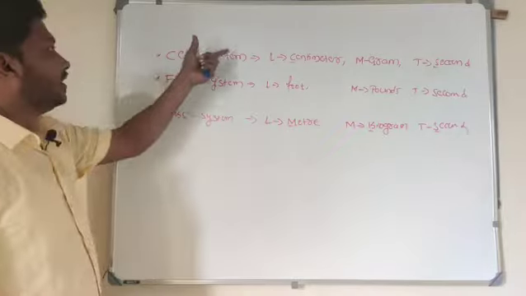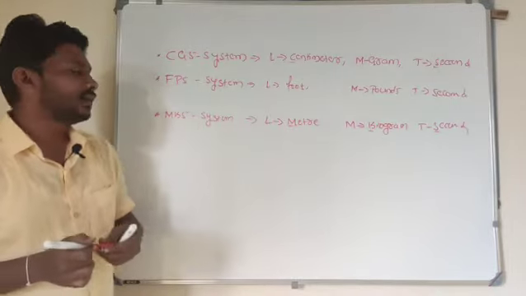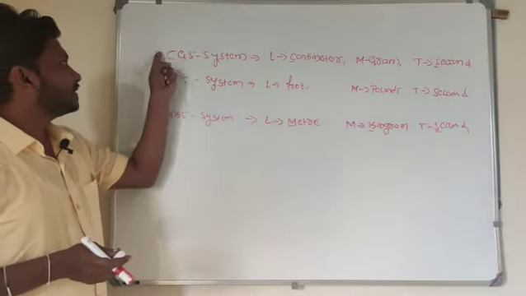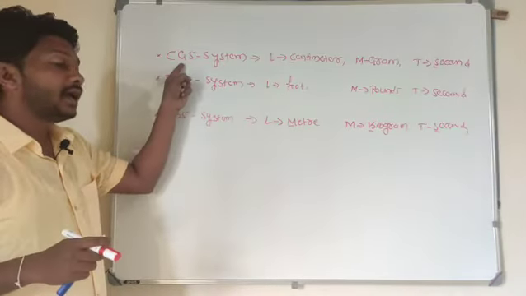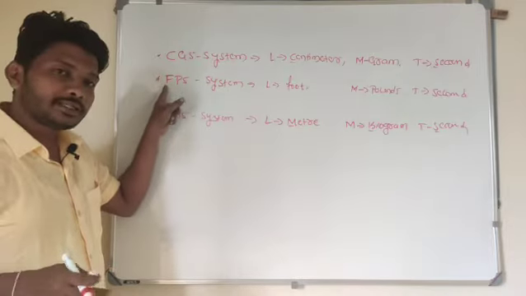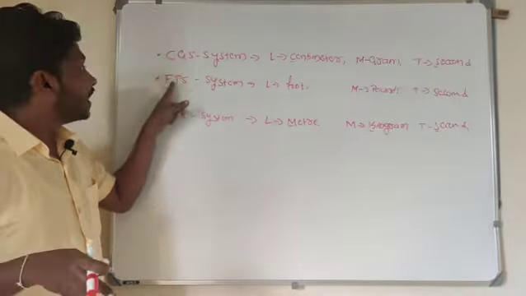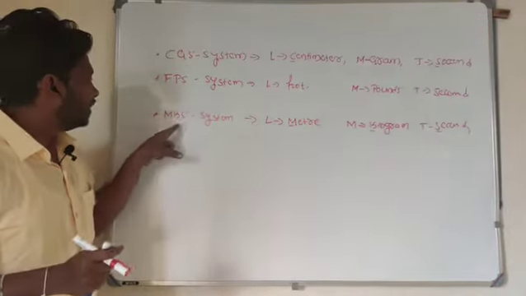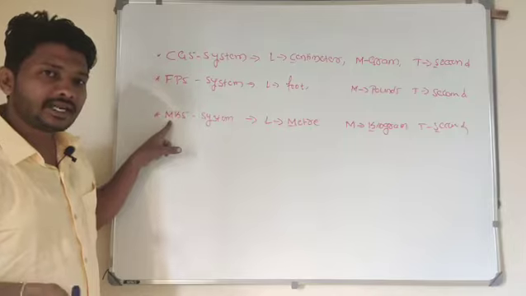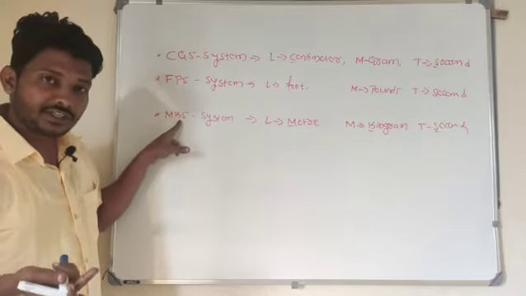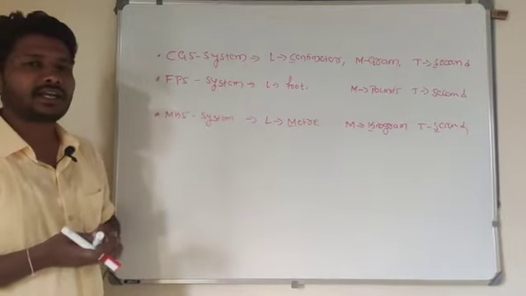Look here, there are different sets of units: CGS, FPS and MKS. In CGS, length in terms of centimeter, mass in terms of gram, and time in terms of second. In the FPS system, length in terms of foot, mass in terms of pounds, and time in terms of second. And in the MKS system, length in terms of meter, mass in terms of kg, and time in terms of second.